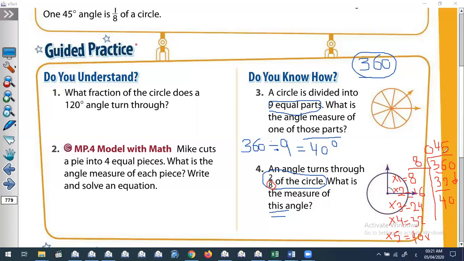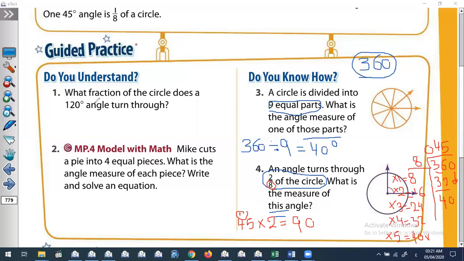Don't forget to multiply 45 by 2 because we have 2 up. So it will be 45 times 2. 2 times 5 is 10, write 0 and carry up 1. 2 times 4 is 8, and I have 1, 9. So 2 over 8 of the circle is 90.